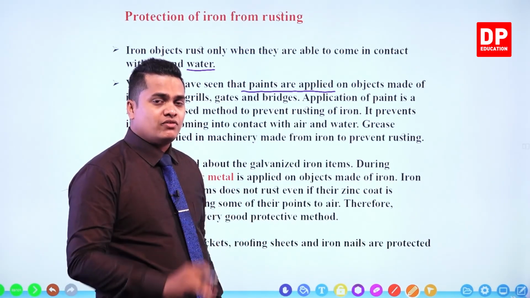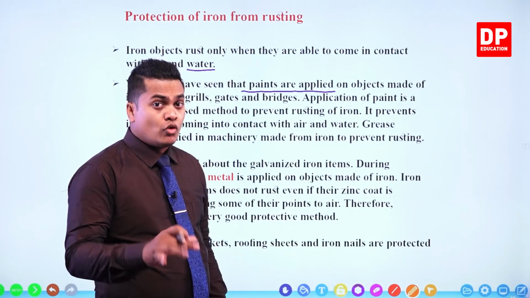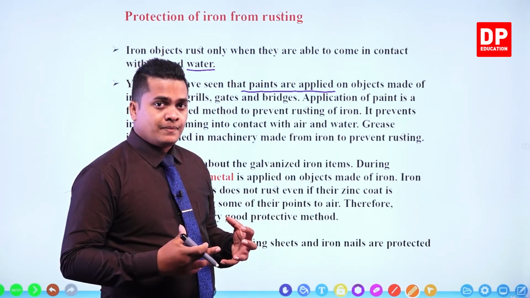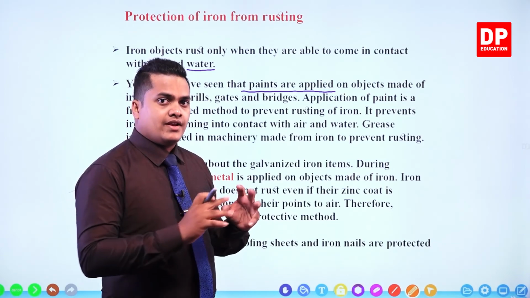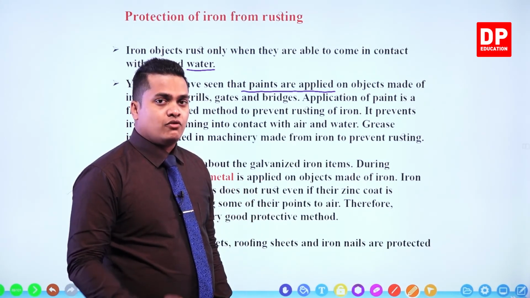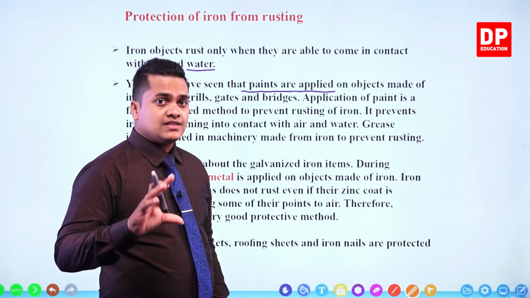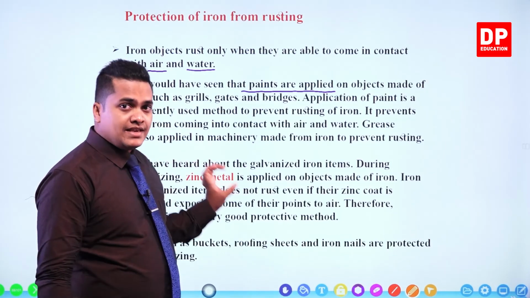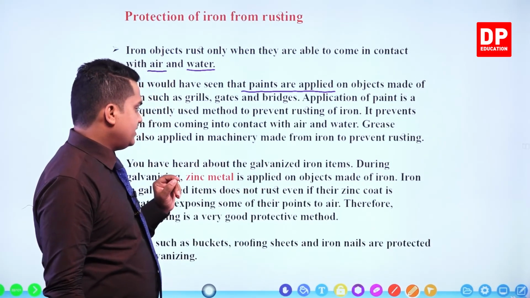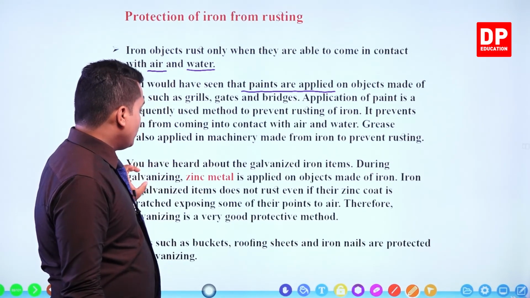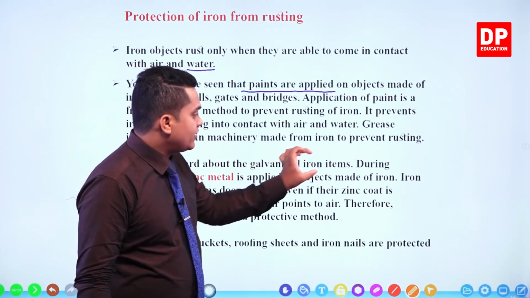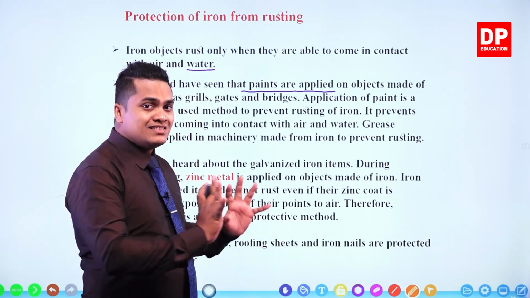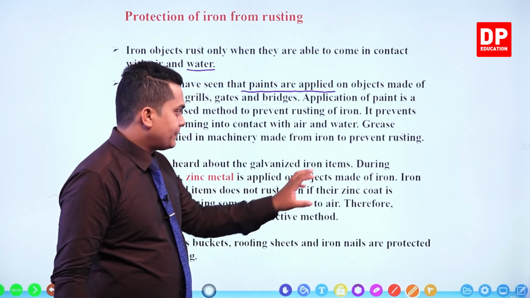So zinc is a more powerful metal than iron. It's more reactive than iron, right? Zinc can catch up with oxygen even faster than normal iron. So therefore, rather than iron, zinc has more reactivity. Due to that reactivity, during galvanizing, zinc metal is applied on objects made of iron, right? We apply zinc metal on galvanized materials.